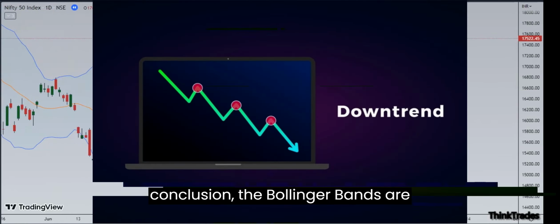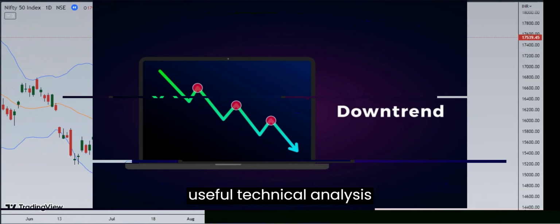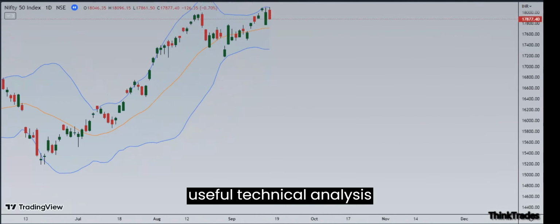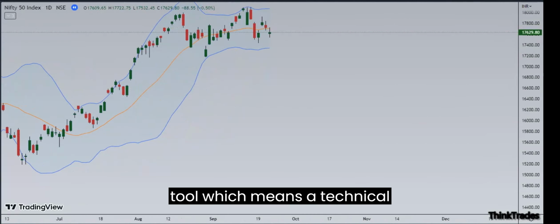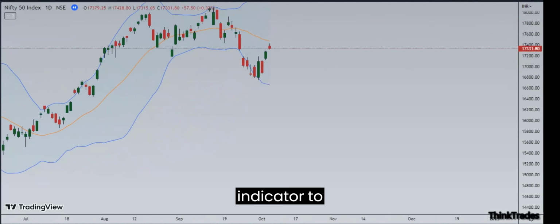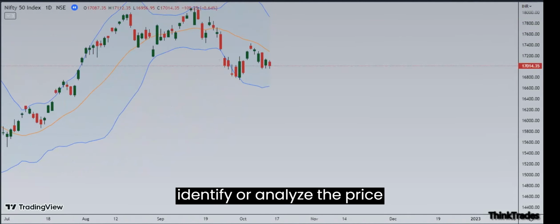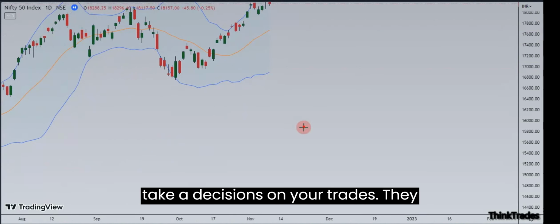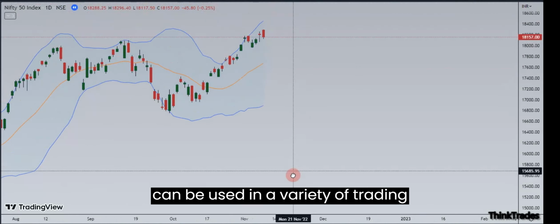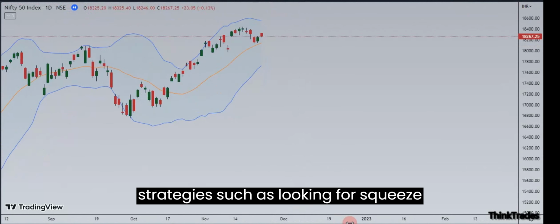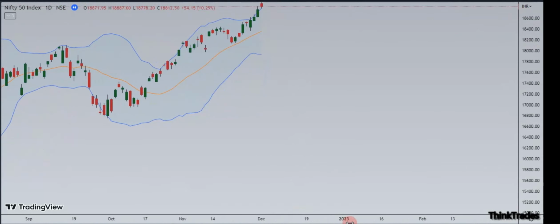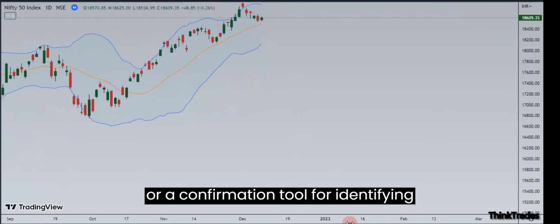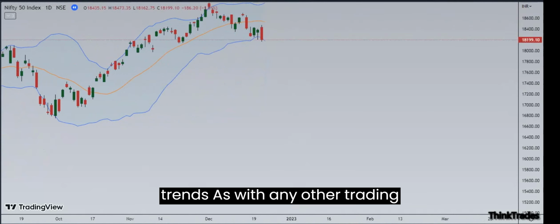So in conclusion, the Bollinger Bands are a useful technical analysis tool, which means a technical indicator, to identify or analyze the price movements in the financial markets and make decisions on your trades. They can be used in a variety of trading strategies, such as looking for a squeeze or as a confirmation tool for identifying trends.